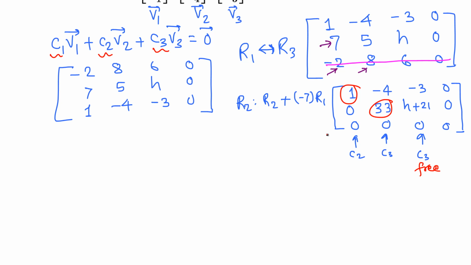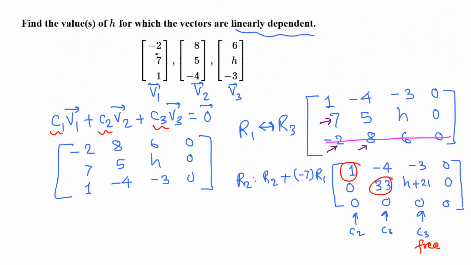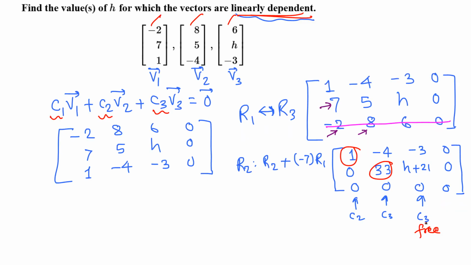Whenever there is a consistent system, we have two cases: one solution, the same as a unique solution, or infinitely many solutions. Here we got a free variable. Free variable means we get infinitely many solutions regardless of the value of h. That means the given vectors are linearly dependent for any value of h. It doesn't matter, h can be -21, that's fine, or any other value, because the third variable is always free.